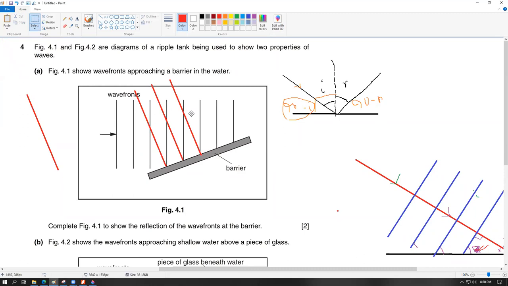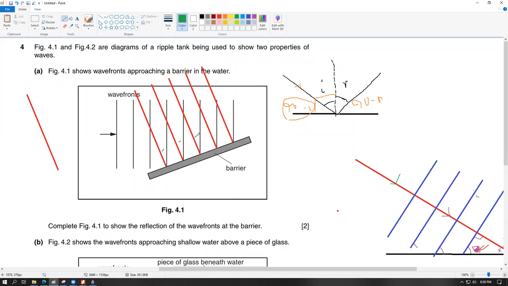Your normal should not pass outside the boundary of the ripple tank. Mine are going off because I'm drawing in MS Paint, but you know what I'm saying. Now, once you have drawn these normals, you will see that all of these angles, let me draw them in green, are exactly equal, right? Have a look.